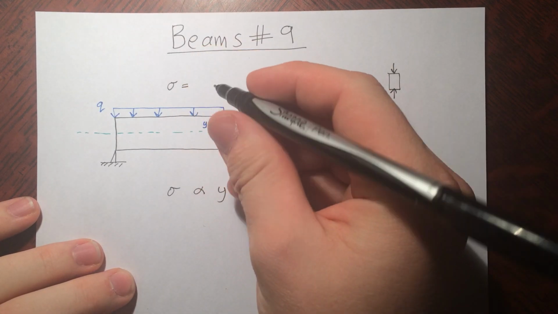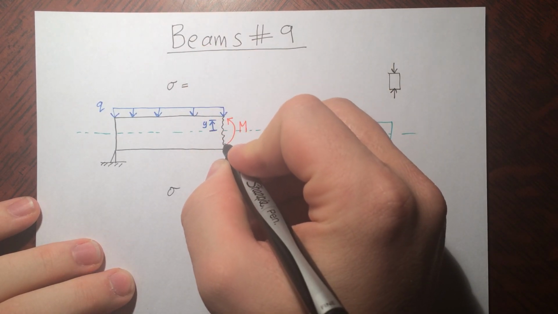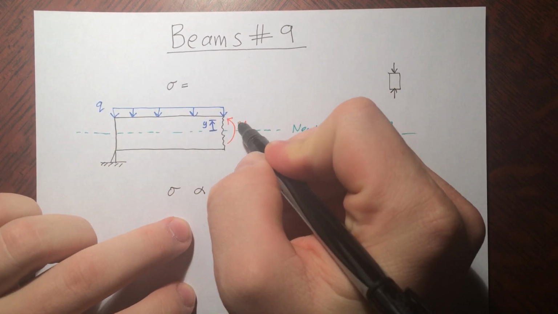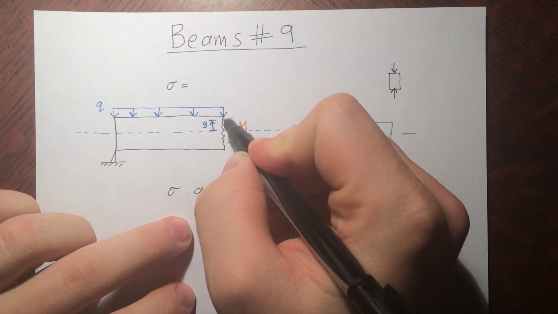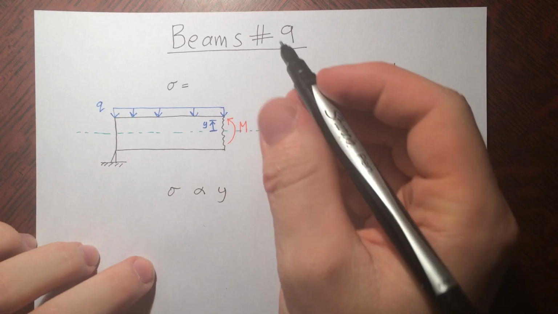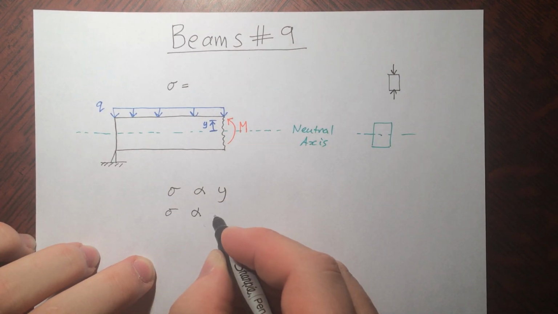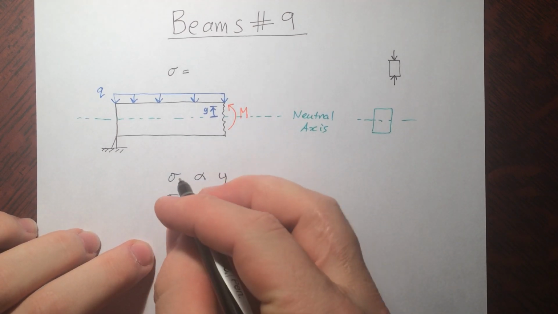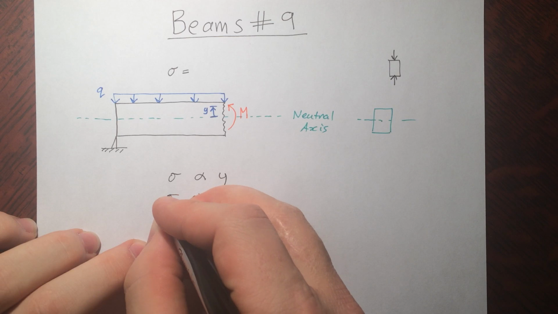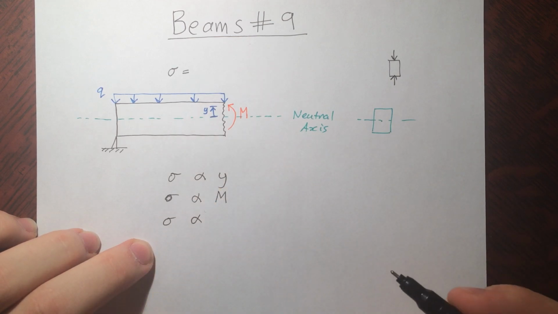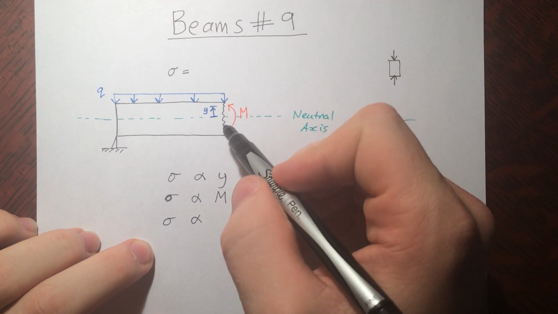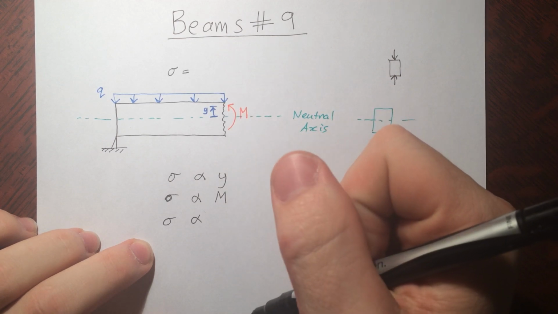Now how much stress you have, that's going to depend on the bending moment. How much twist is this beam developing in reaction to this? The harder this beam twists back, the more compression or tension there will be at the top. So we can say that sigma is proportional to the bending moment. And there's one more thing it's proportional to. There's probably more things you can think it would be proportional to, but it's only proportional to one more thing. And that's basically the resistance, or the capacity to resist twisting.